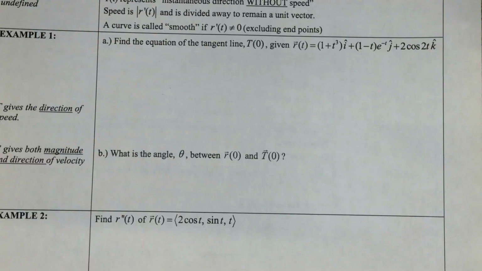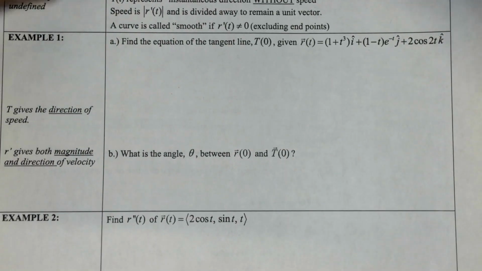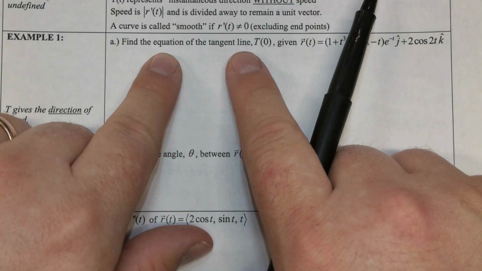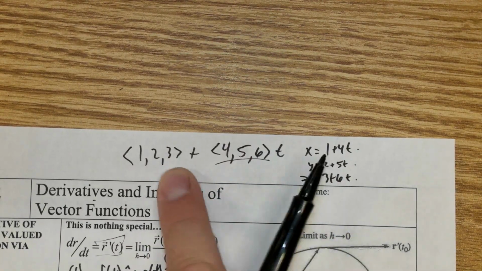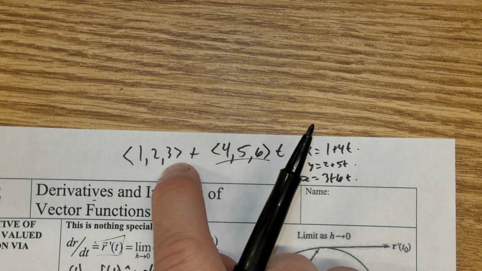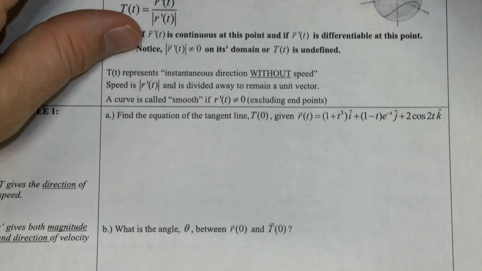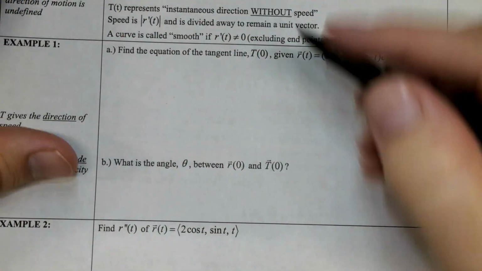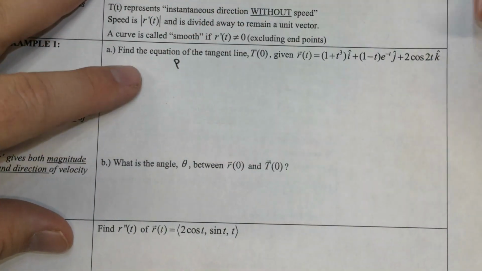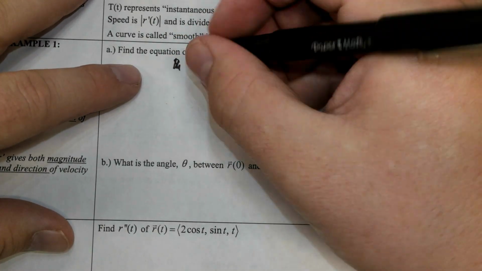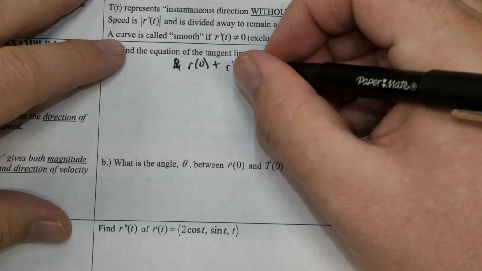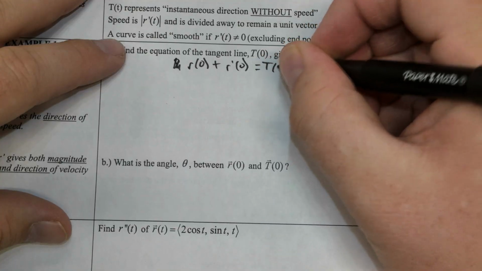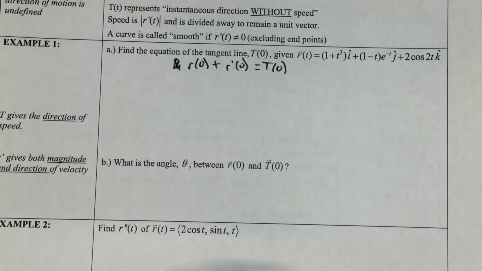We have lots of great things here to look at. First, let's go find the equation of the tangent line at t equals 0. Realize this equation is going to look like a line. I'm going to have a point, and I'm going to have change. So that's what I should expect. If I have a tangent line, I would have a point, which I'm going to call r naught, and that change is going to be r prime naught. And that's going to give me that tangent line.